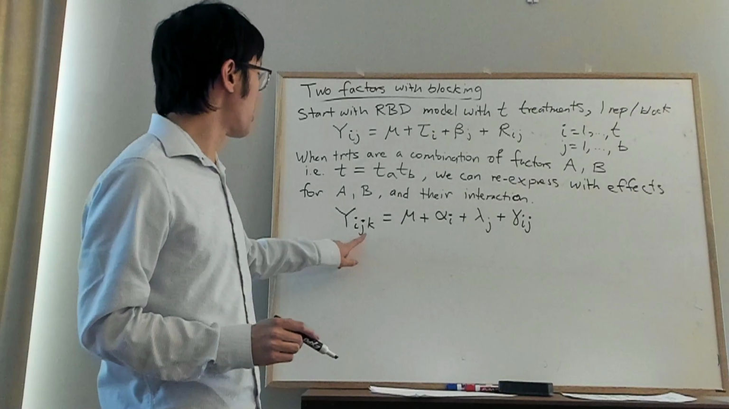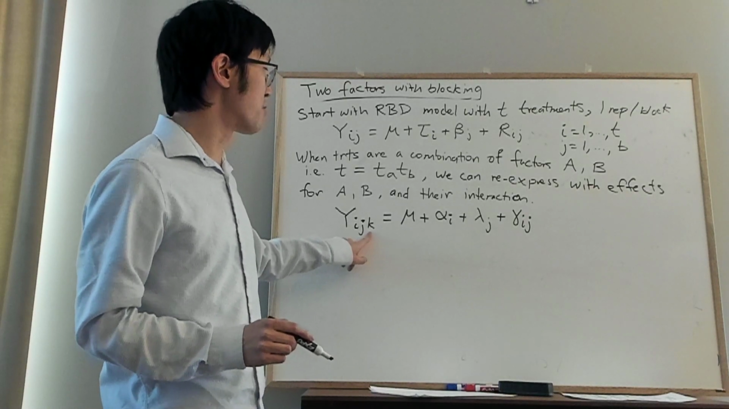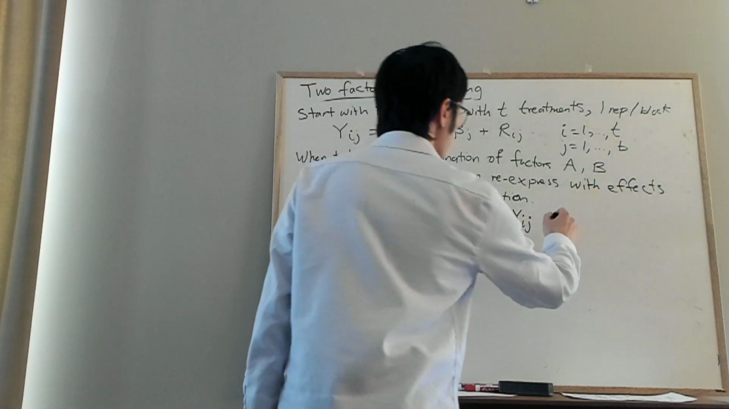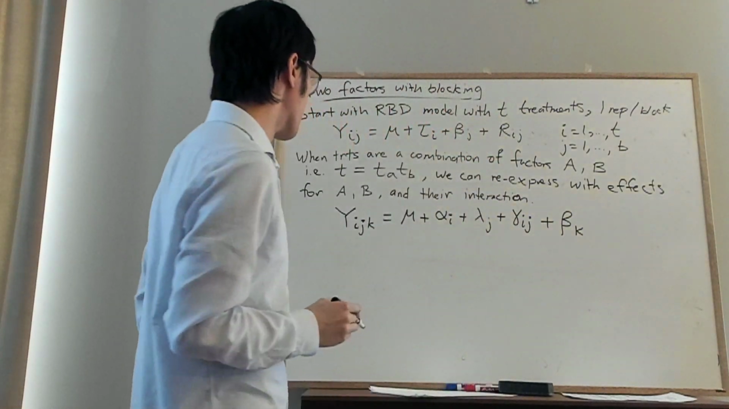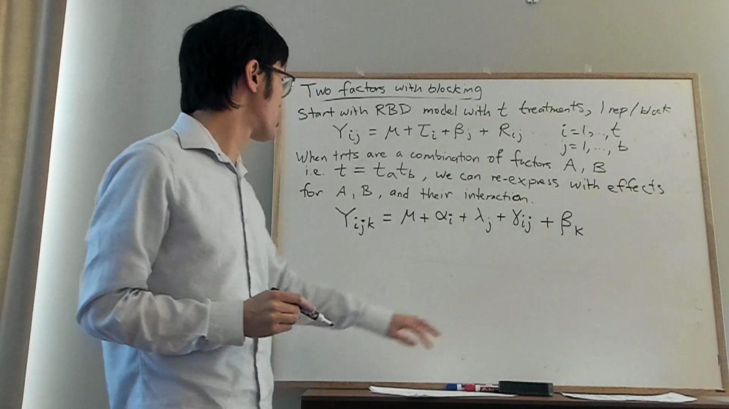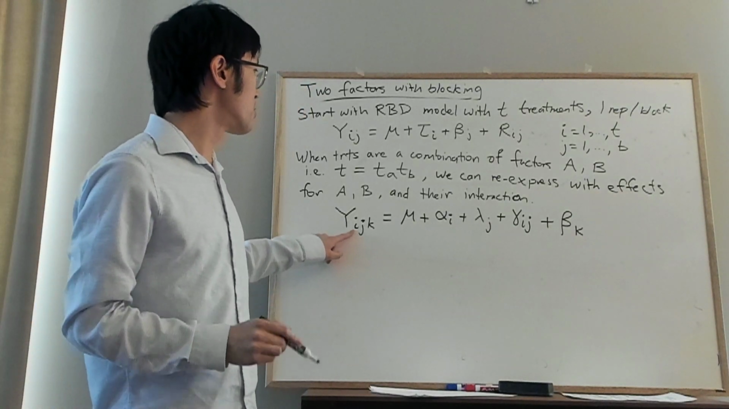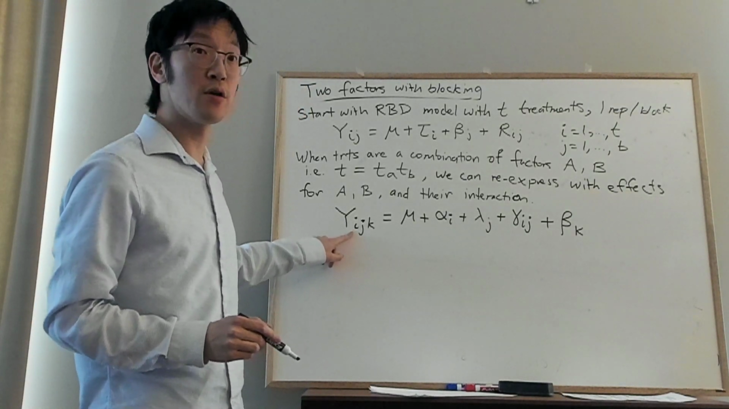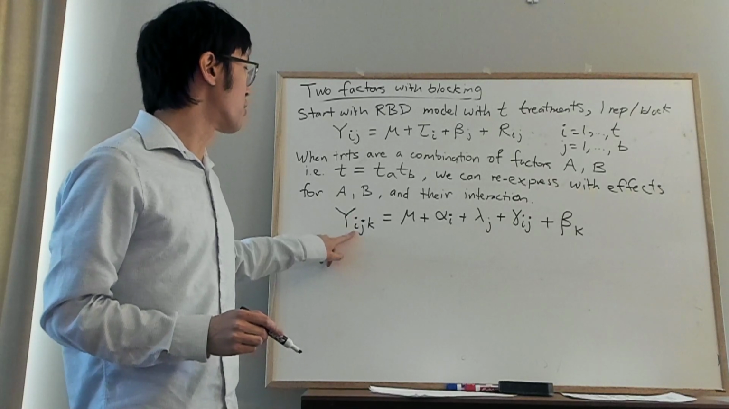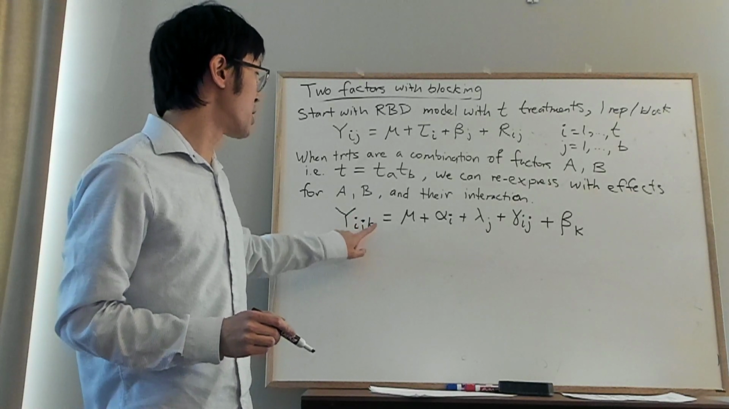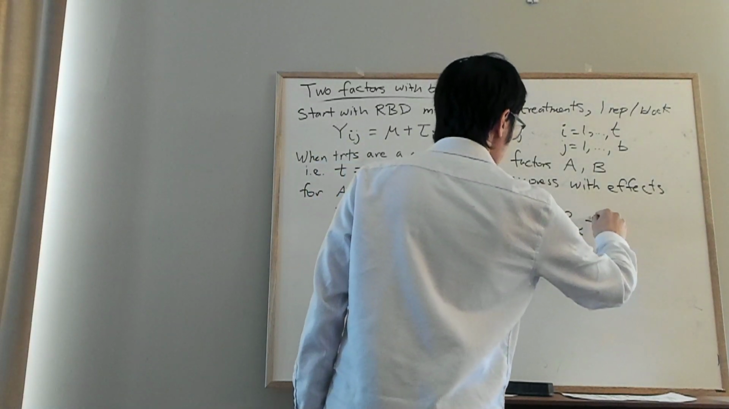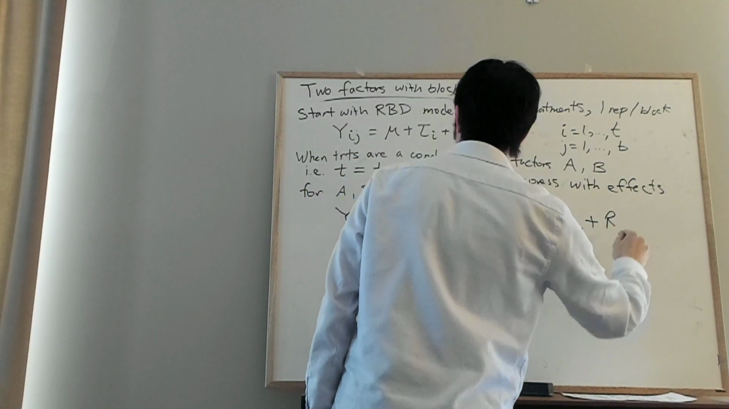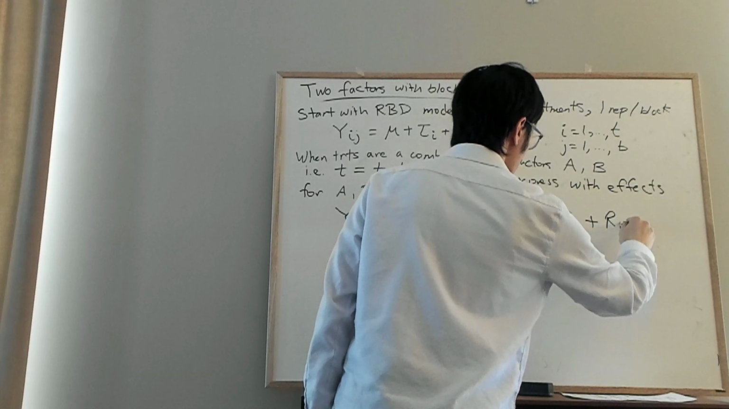Okay, so now since the block index got shifted to k, the block will now be indexed as beta sub k, and then for each unit in our experiment, so for each unit assigned to the unique combination of level i of A, level j of B, and block k, it would have its own independent residual term. So we now index that by r sub ijk.